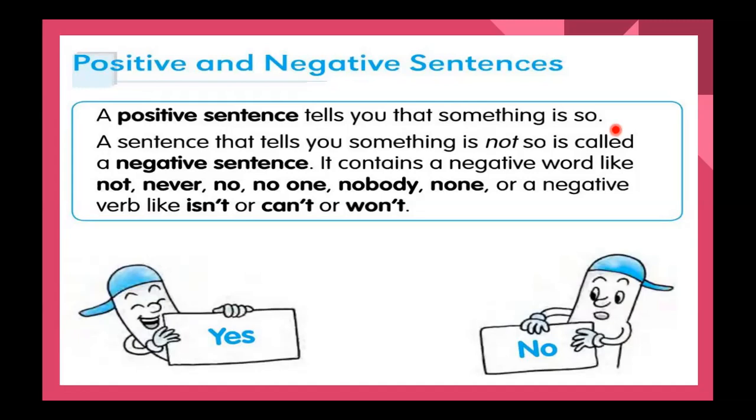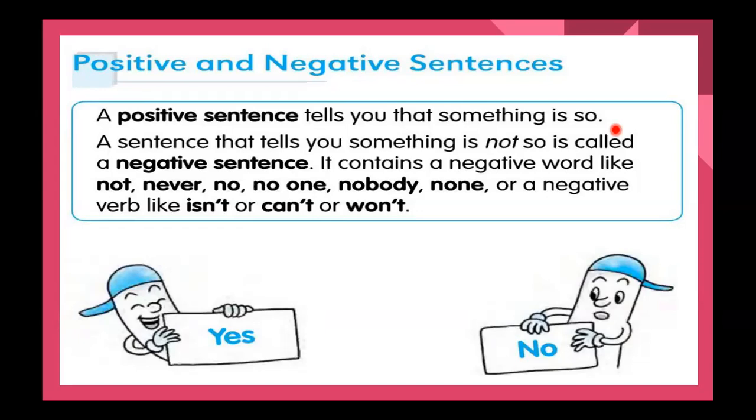Like if I say she is not eating, तो यहाँ पर disagreement बता रहा है. So when you're saying anything, approval like kind of. So that is a positive sentence.